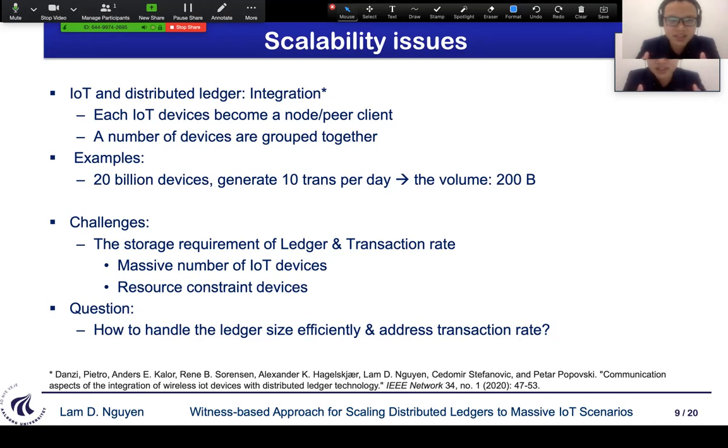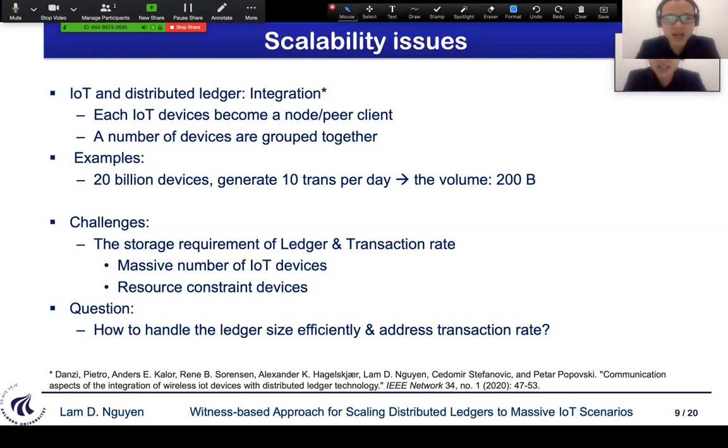A second scenario is that a number of devices are grouped together to join, and a group of devices becomes one client or one peer of the blockchain network. But the number of IoT devices increases significantly. For example, if we have 20 billion devices and each device generates 10 transactions per day, in total we have a volume of 200 billion transactions. So it's a big number.